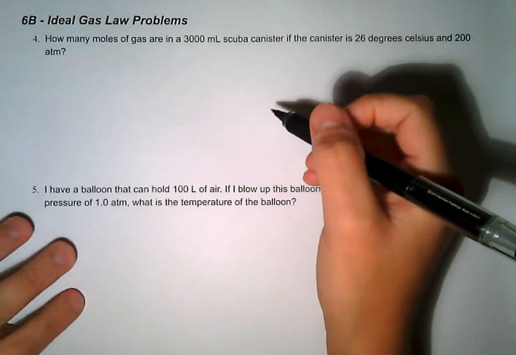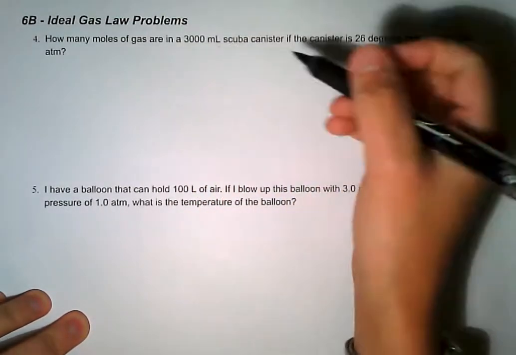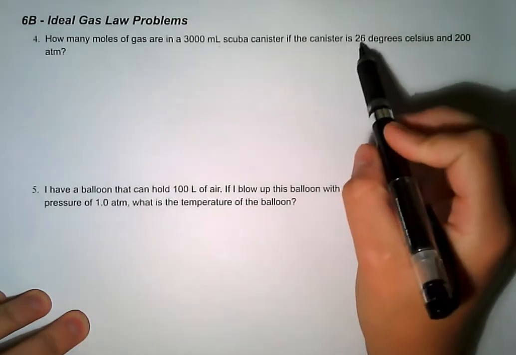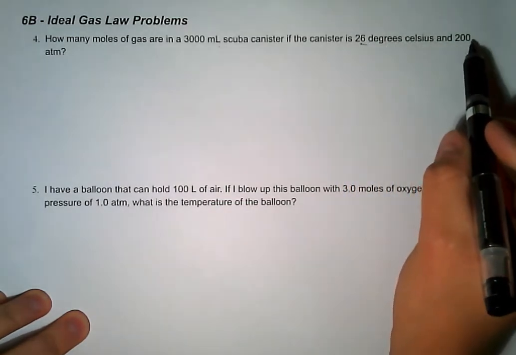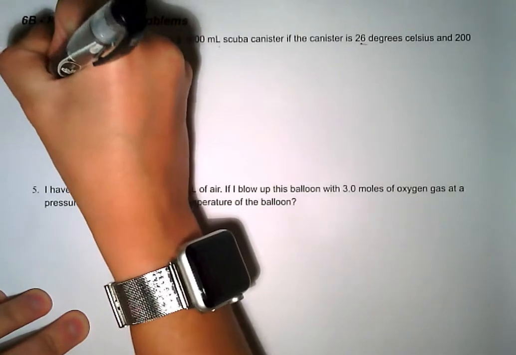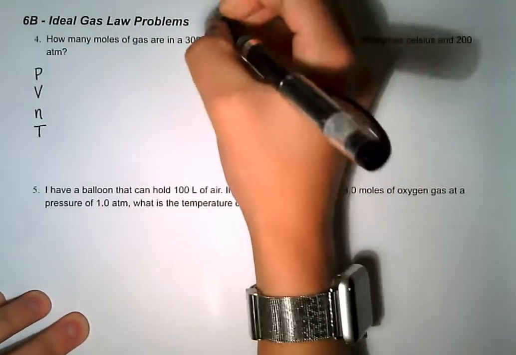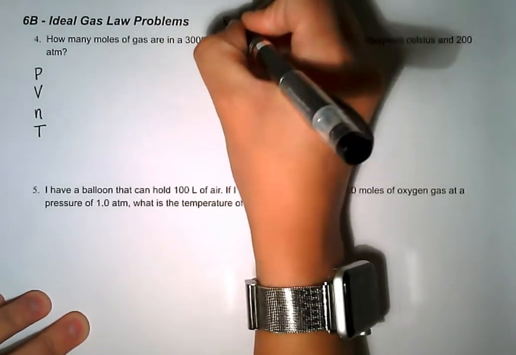This next problem: how many moles of a gas are in a 3,000 milliliter scuba canister if the canister is 26 degrees Celsius and at 200 ATMs? So let's write out our variables, P, V, n, and T. I'm going to go ahead and rewrite the ideal gas constant R at the top.